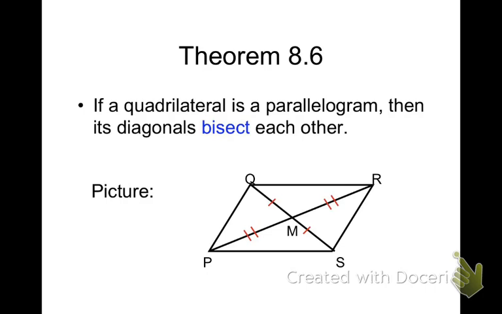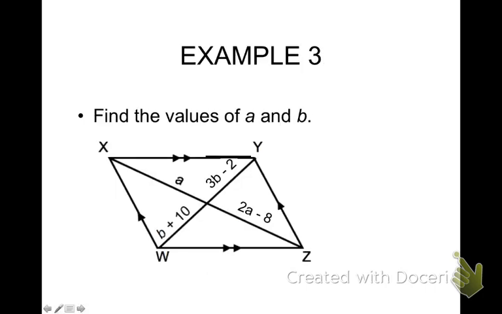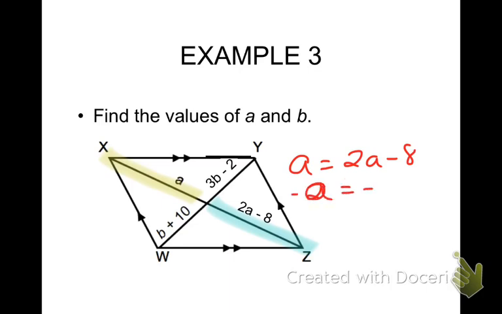Okay. So for example 5, the directions say X and Y, but it looks like we're finding A and B. Let's find A first. Give me an equation to solve for A. I see an A up here, and I see an A down at the other end down here. So what am I going to do with those two expressions? Set them equal to each other. So A equals 2A minus 8. Negative A equals negative 8. So A is equal to positive 8.